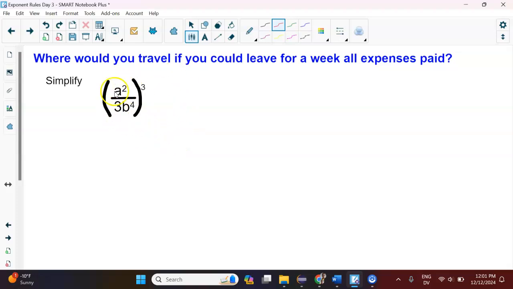Okay, sometimes I try to clean up the fraction inside here, but that one doesn't clean up at all. So maybe what I'm going to think then is this 3 on the outside really means we have 3 little parentheses. That's what that 3 means. Okay, and then inside each parenthesis, we have an a squared on top, which is a times a.